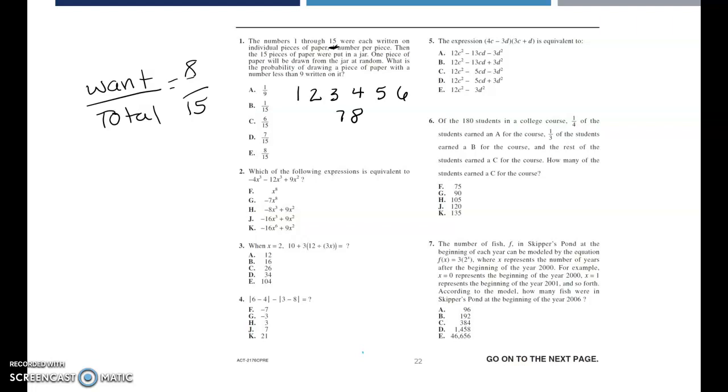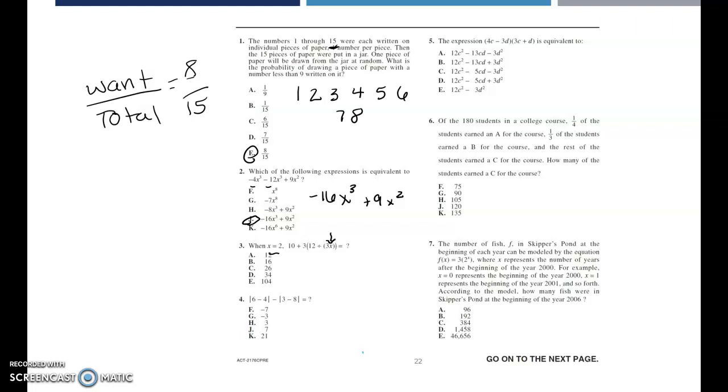Number 2 here, which of the following expressions is equivalent to this equation? You have to combine like terms. So what is negative 4 minus 12? So that's negative 16x cubed. Because you are adding and subtracting, your power does not change. And then you have just plus 9x squared. Okay, so that would be J. I didn't circle it. Okay, the next one is a substitution question.